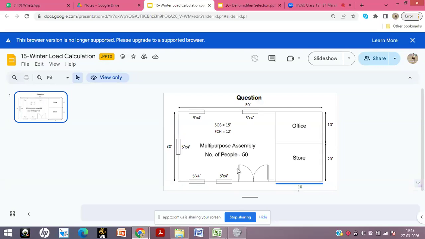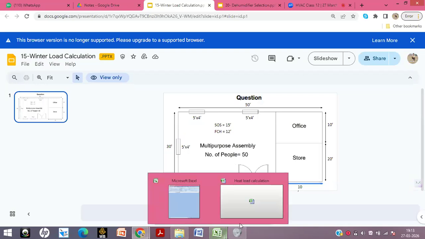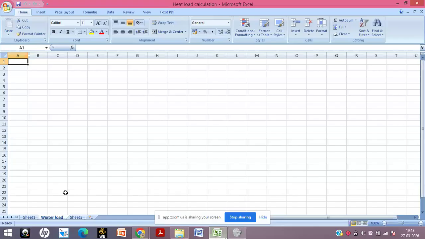Chilled water piping size? Yes. Okay, let me check, and let's see. We'll complete these things. Dehumidification as well as this particular winter load calculation, how we can do it and how we can size a particular AHU for that, or tonnage of refrigeration. So we'll see now.